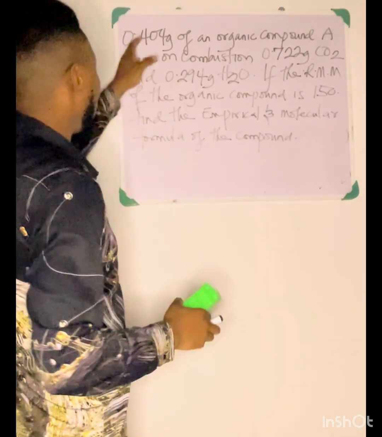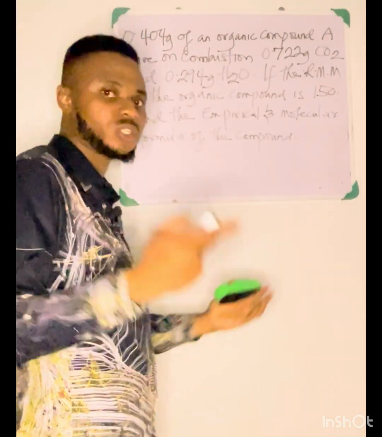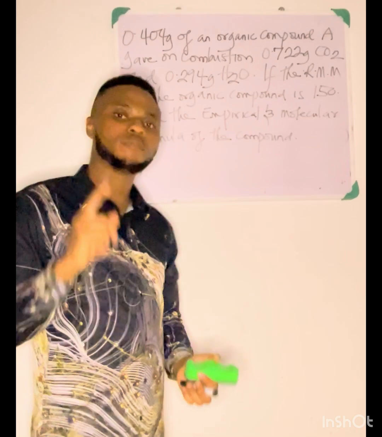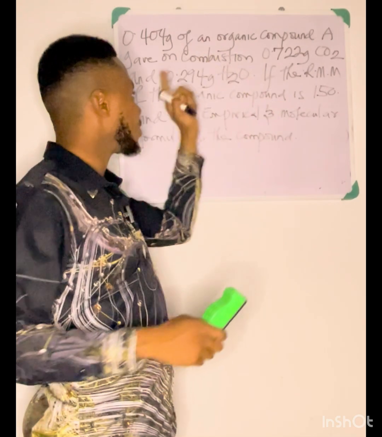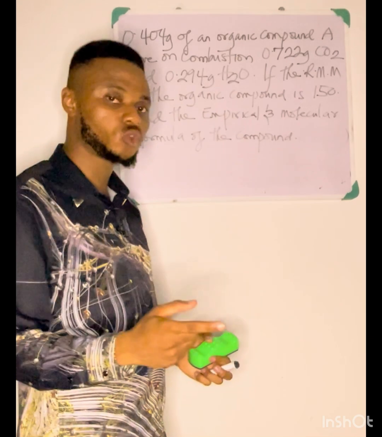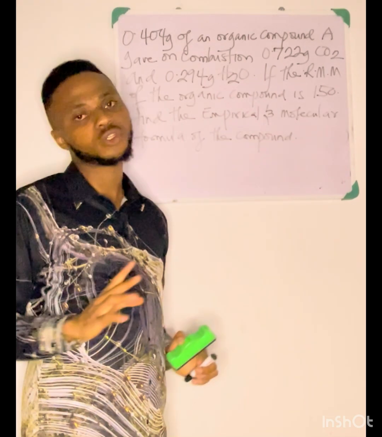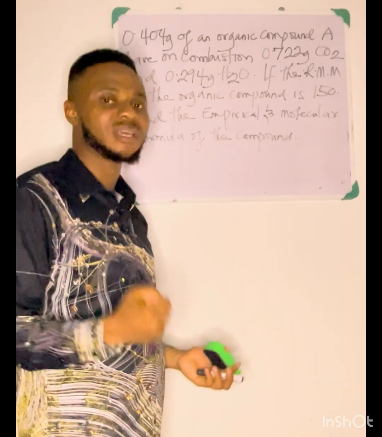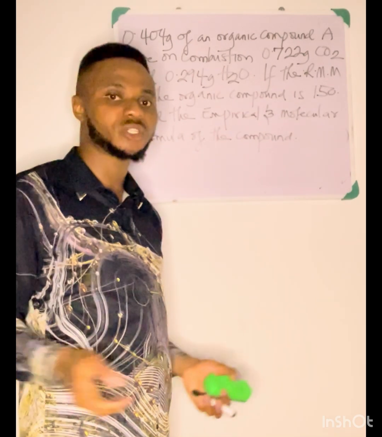Okay, so 0.404 grams of an organic compound A on combustion. If you look at it, you realize that there is a word here, combustion. What is combustion? A combustion reaction is a reaction in which an organic compound burns completely in the presence of oxygen gas to liberate carbon dioxide and water. So whenever an organic compound burns in the presence of oxygen gas, O2, and carbon dioxide and water are formed, that reaction is known as a combustion reaction. It's a very crucial reaction in organic chemistry. There are many things that evolve as a result of it. We'll look at it by virtue of the reaction mechanisms and types of reactions of organic compounds.